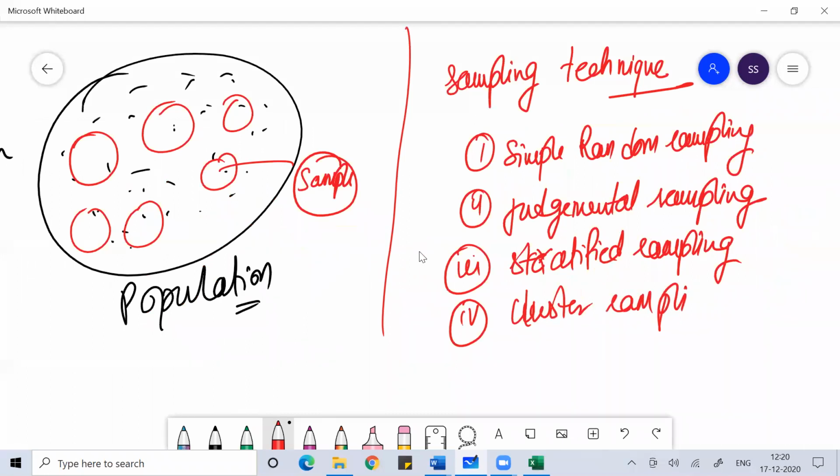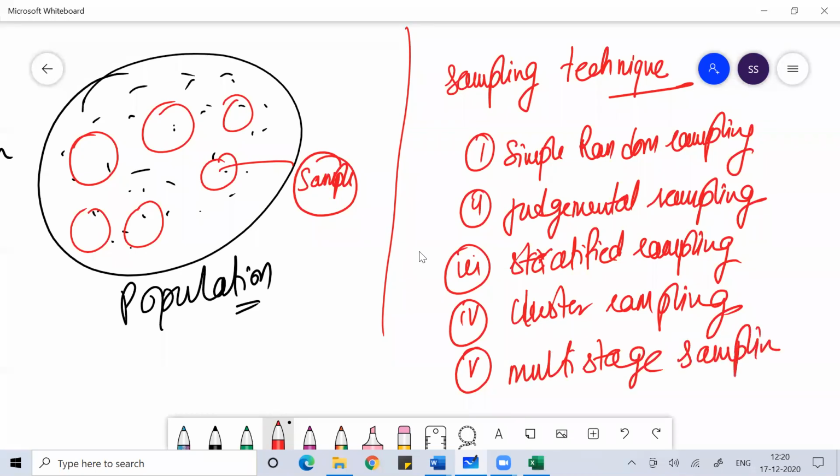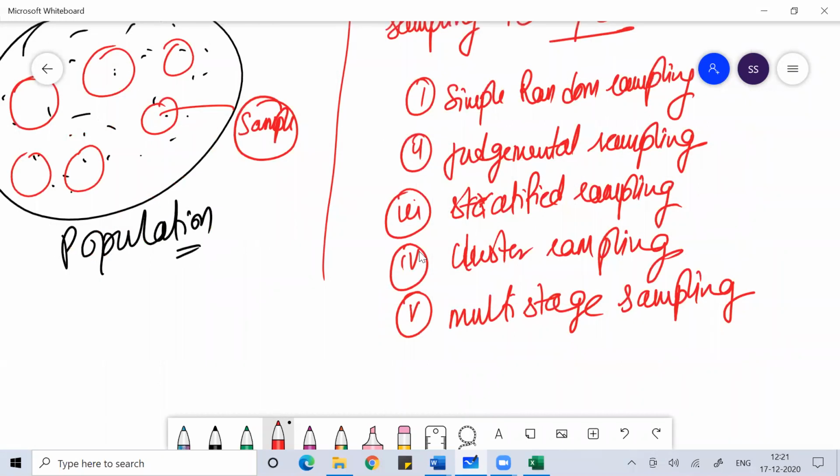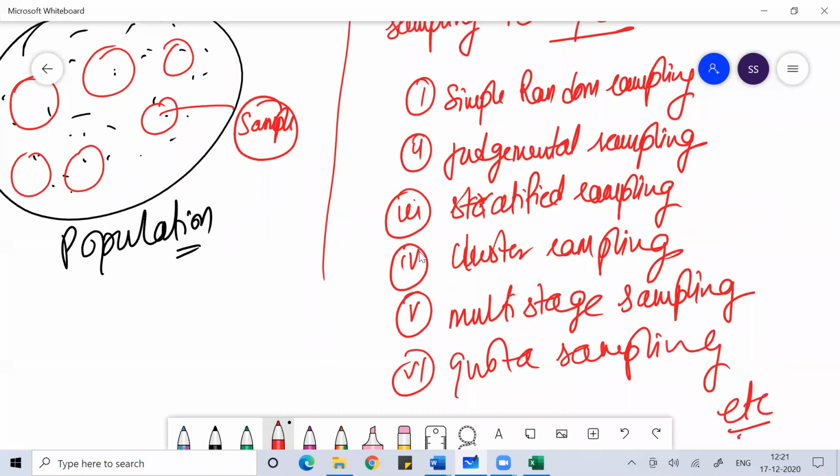Whenever you get time, read about them in your statistics book and find the difference between them. What is the difference between simple random sampling and judgmental sampling? What is stratified sampling? What is cluster sampling? What is multi-stage sampling? There are n number of techniques to collect a sample. You also have quota sampling, and so on. There are a lot of sampling techniques, and by using them you collect the sample and do research on it to understand the complete population.